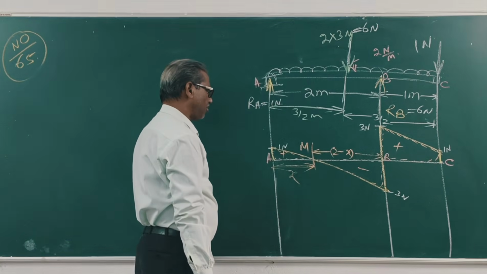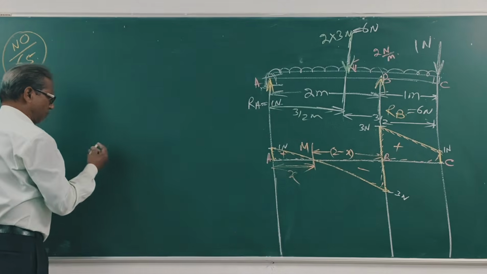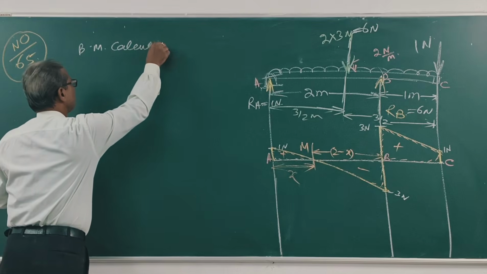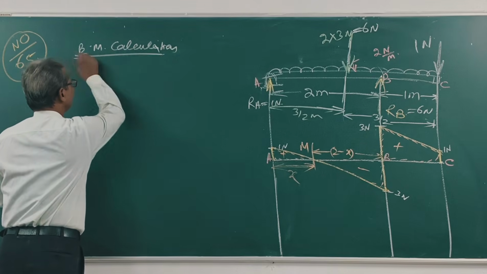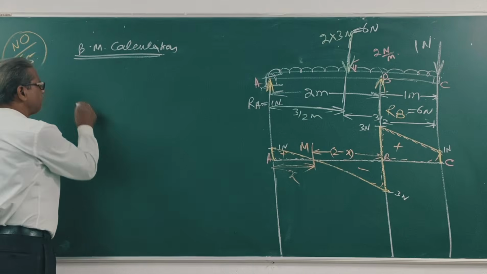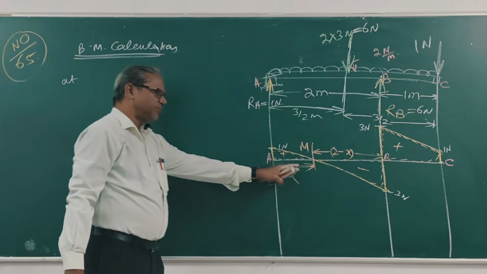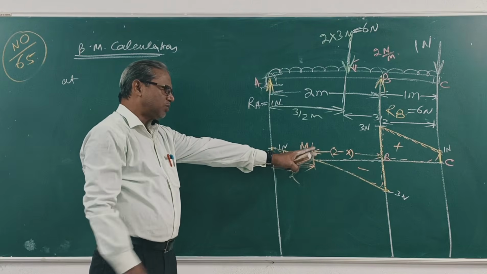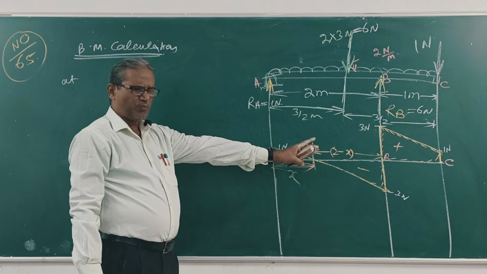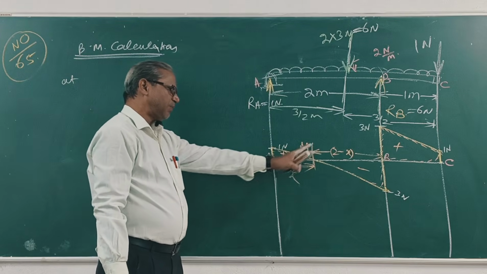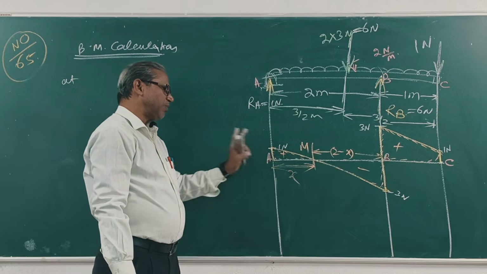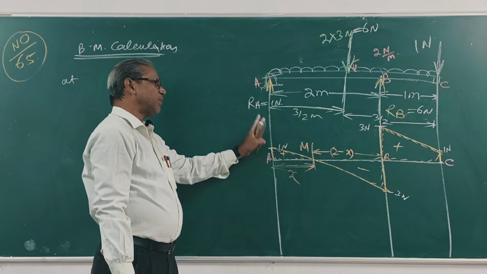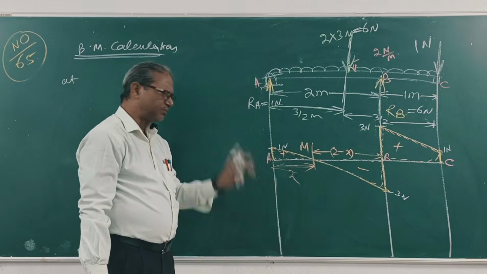Now this is point x. BM calculation. At point M, this point M, and also point B. So at both points, bending moment becomes maximum. At point B, bending moment maximum. At point M, bending moment maximum. So B point is 1 meter from C. M point is x meter from A. So find out what is below x.